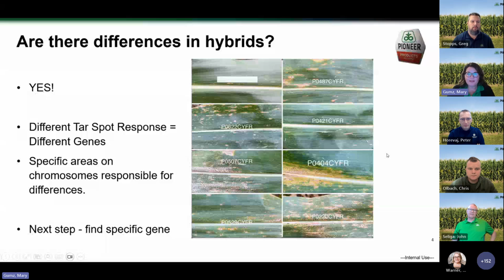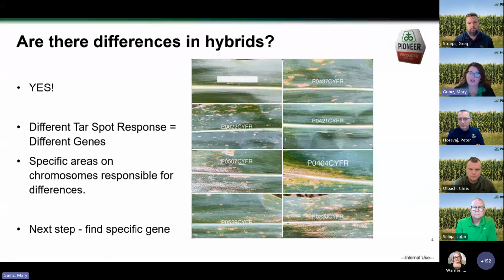So one of the silver linings that came out of the storm is that we found out that there are actually big differences in hybrid susceptibility to tar spot. And the number one way to manage this disease is through hybrid selection. You can see here we've got different leaves from different products that were in one of our big impact plots. And so you can see there's definitely a differential in how hybrids respond to the disease.